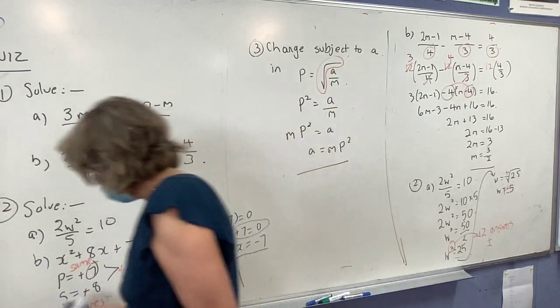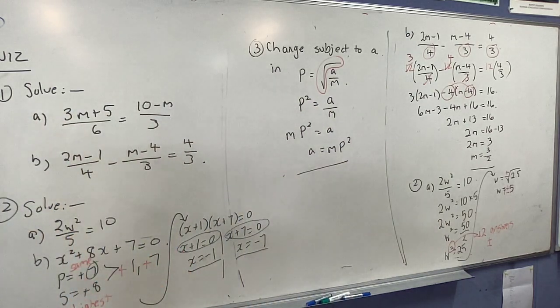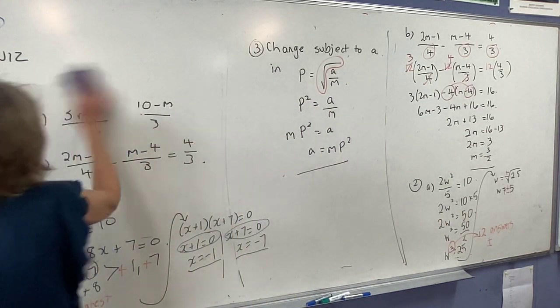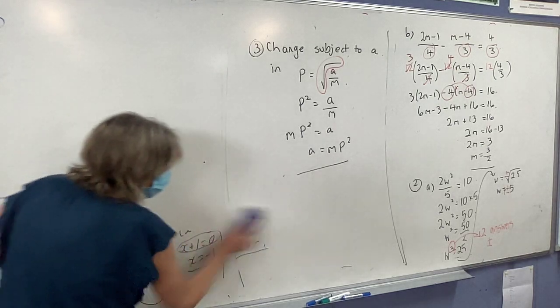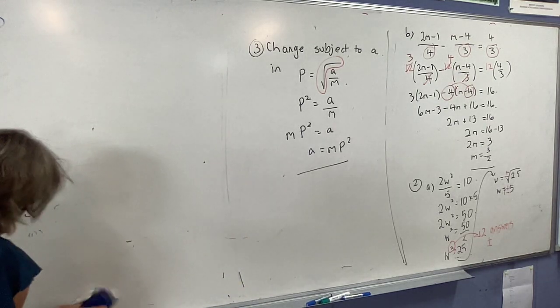Okay, who got 5 out of 5 today? All right, we're going pretty well. Good. Right, give yourself a mark out of 5, boys. Turn to the front of your book. We're doing a little bit more practice with changing the subject.